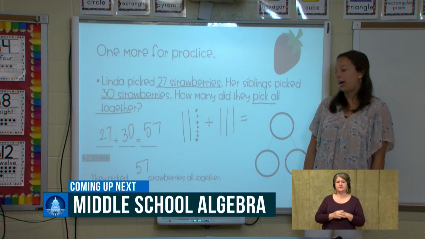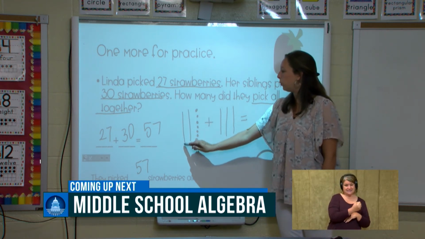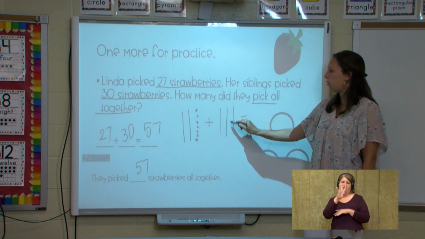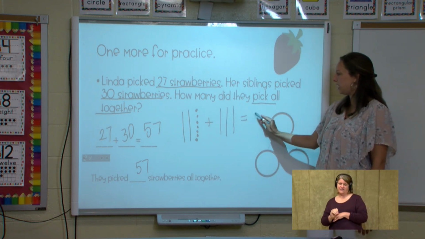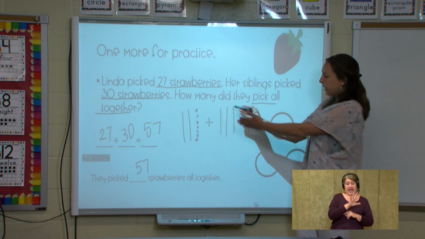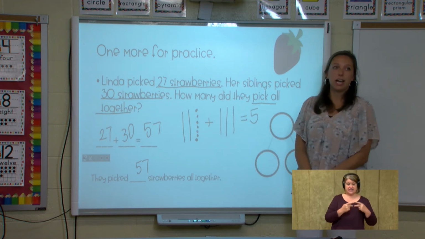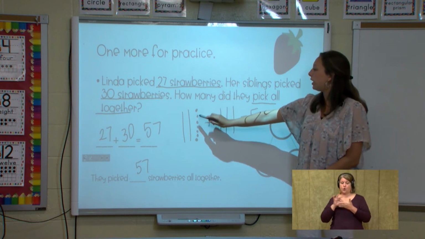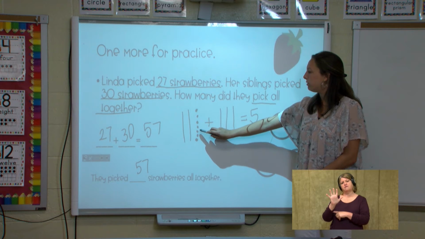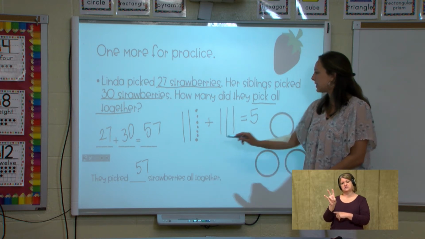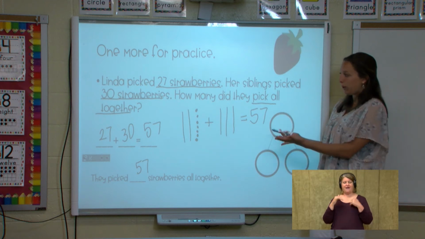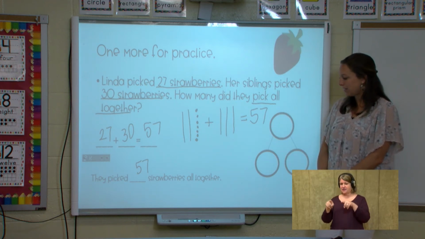So we're going to count by our tens. 10, 20, 30, 40, 50. The 50 is in the tens place because we counted our rods. Let's count our ones. 1, 2, 3, 4, 5, 6, 7. We got the same sum doing it both ways, 57.